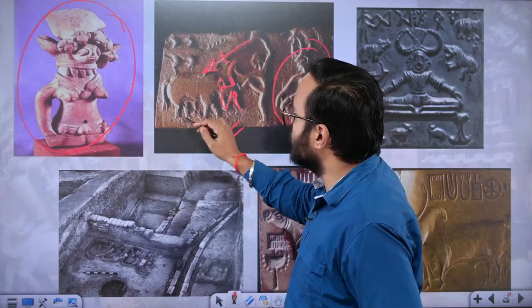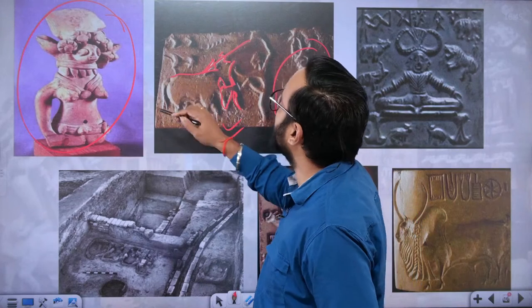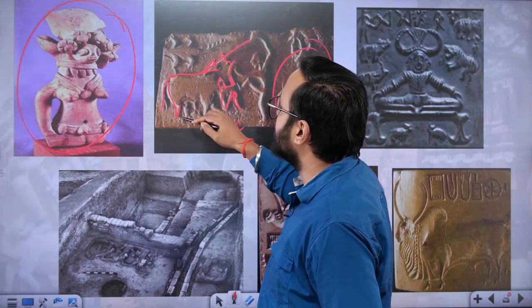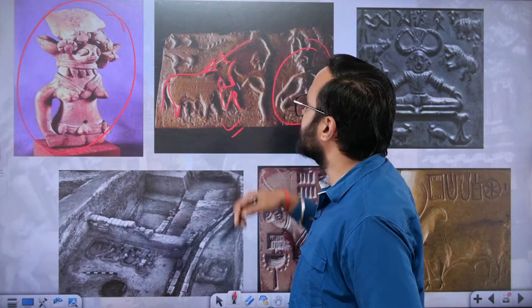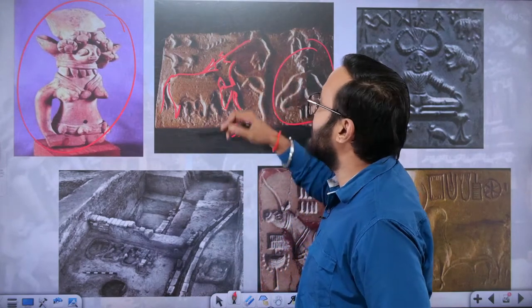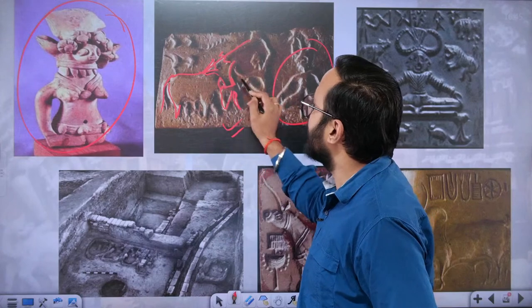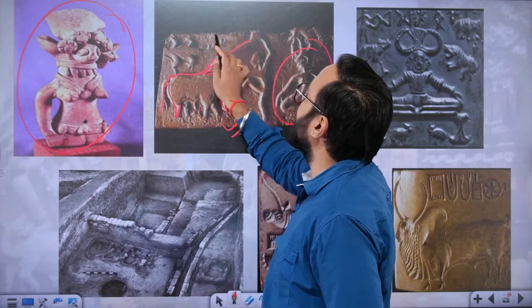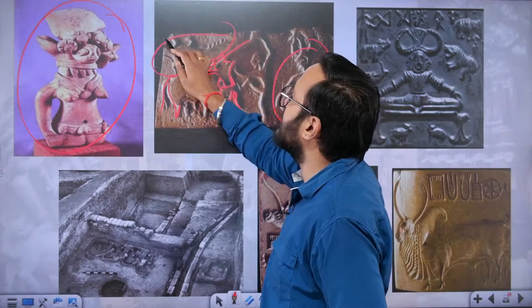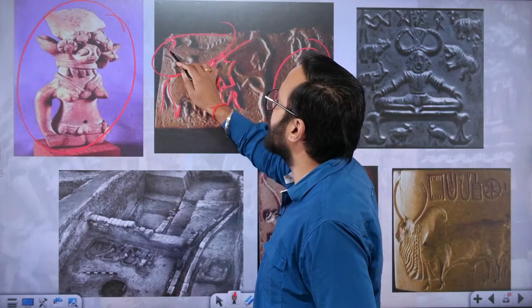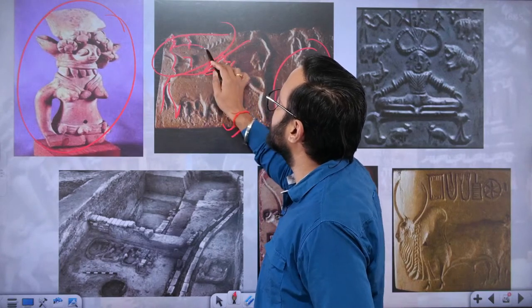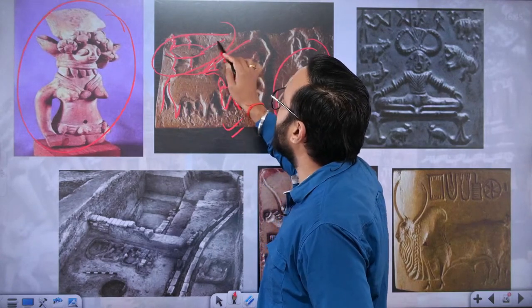And this huge buffalo, having a huge body, is being killed by this lady, all right, everyone. So here you can also see the presence of an animal which appears like a crocodile or a giant lizard. Okay, this is the body, and this is the snout of the crocodile.